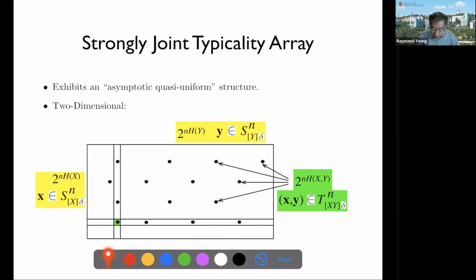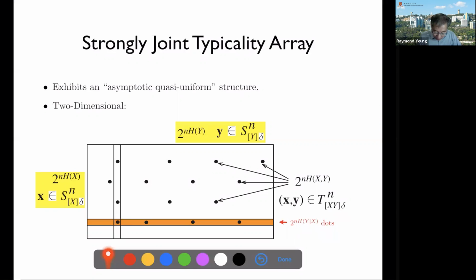The strong conditional AEP says the following. It says that for every row, as long as you can find one dot on the row, then you'll find approximately 2 to the power n times entropy of y given x dots.